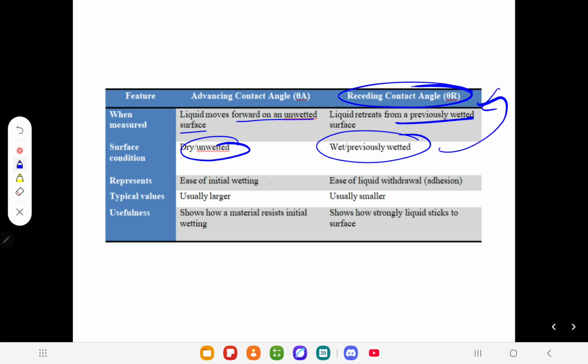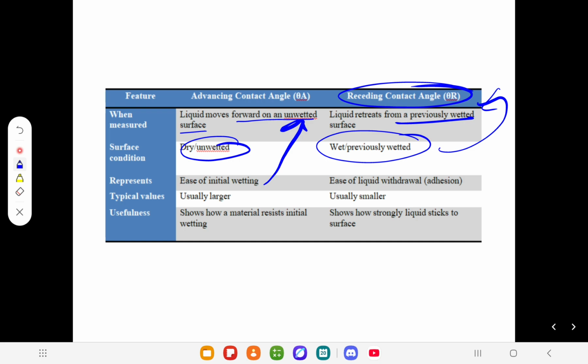The advancing angle represents the ease of initial wetting, how easily the surface will be wetted. At the same time, the receding angle gives an idea of how easily the liquid is withdrawn, the ease of liquid withdrawal. Typically the advancing angle is larger than the receding angle. I think it's exactly opposite in the captive bubble technique. Maybe we will see that in upcoming slides.